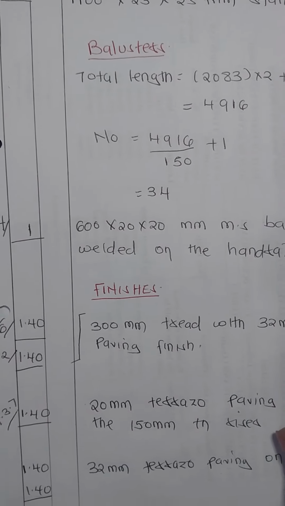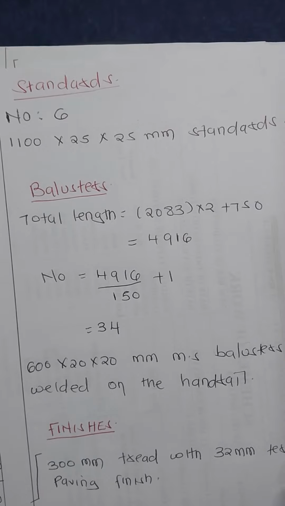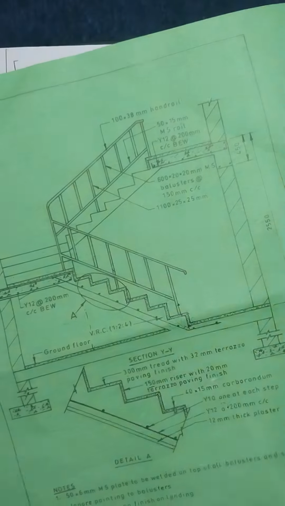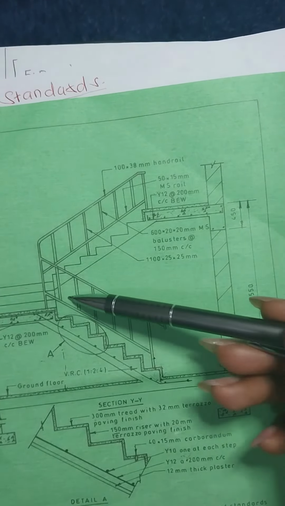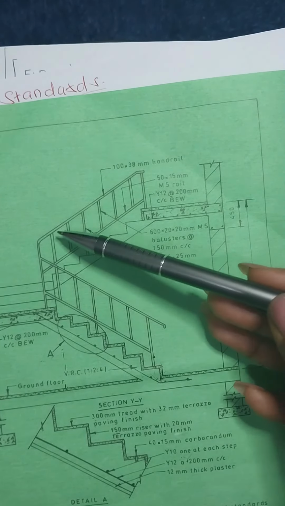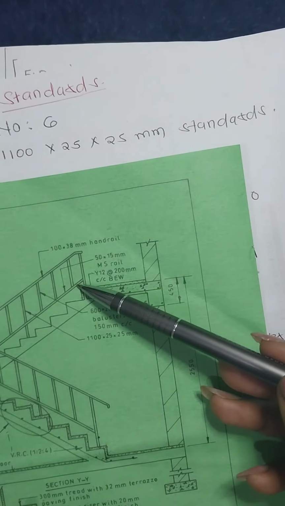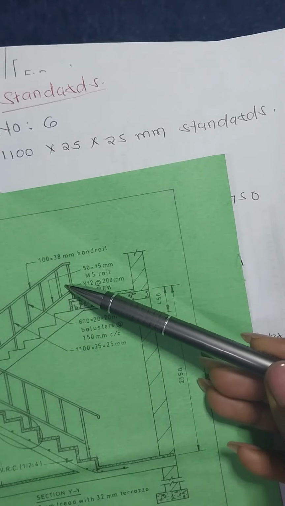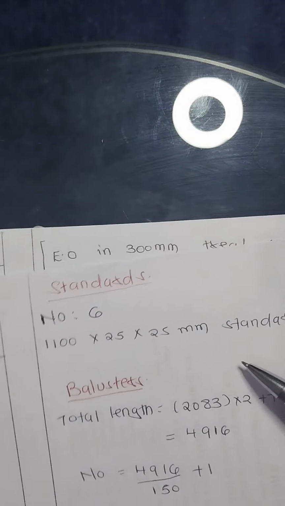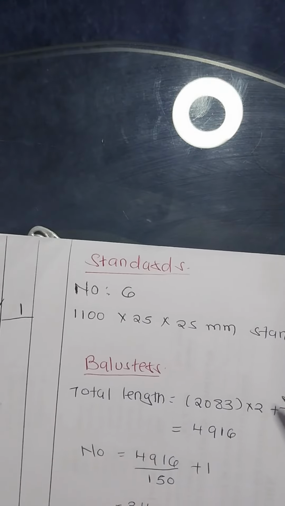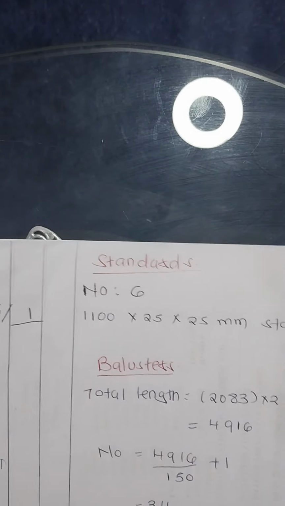We go to the standards. For the standards, we need to know how many they are in number. So we are going to count them. 1, 2, 3, 4, 5, and then the last one is 6. So there are 6 in number. 1 multiplied by 6, 100 by 25 by 25 millimeters standards.